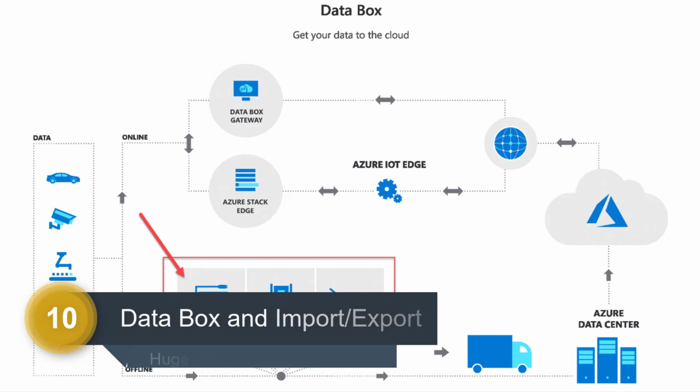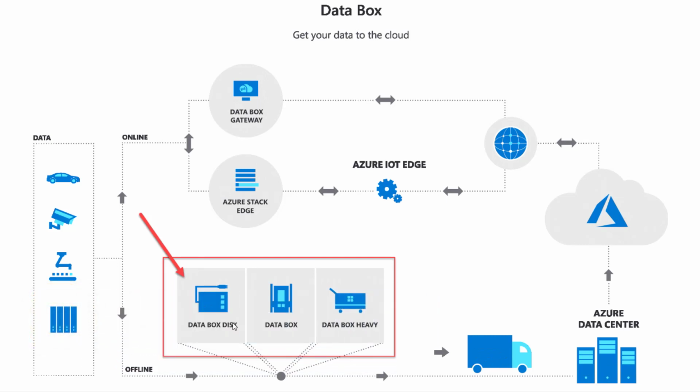You have Data Box Disk, which is 8 terabyte SSD with a USB and SATA interface. It has 128 bit encryption, and it comes in a pack of 5. So 5 times 8, it totals up to 40 terabytes of data. But if that is not sufficient, you can upgrade to Data Box. Data Box is a rugged device with 100 terabytes of capacity. It comes with AES 256-bit encryption that provides you with peace of mind for safer transit. If you have even more data that you want to transfer to Azure, then Data Box Heavy is the option that you want to use. It can provide you with up to 1 petabyte of data that you can move to cloud with this particular service.